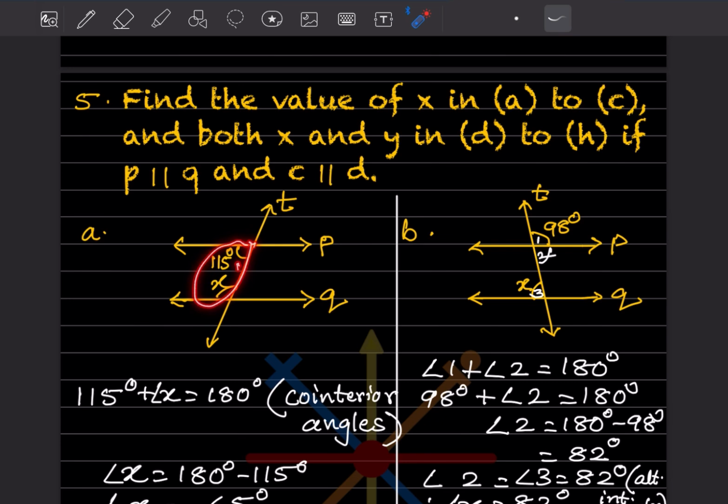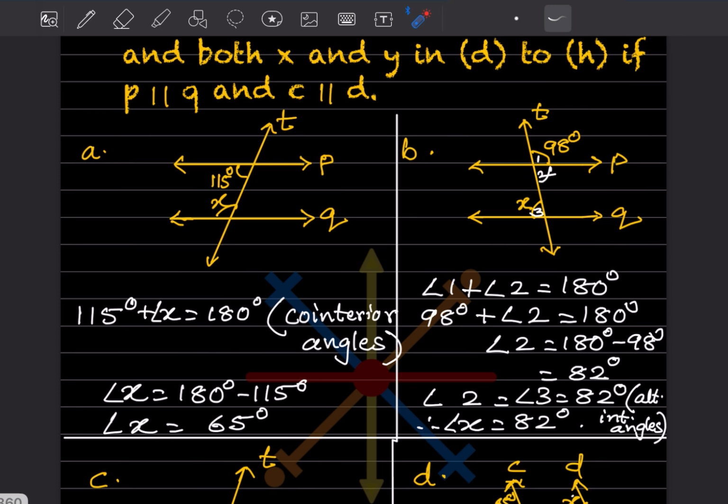Now what we can see here, this together is the co-interior angle. Co-interior angles together are going to be 180. So this together is 180, co-interior angle. So angle x will be 180 minus 115 degrees. So angle x will be 65 degrees.